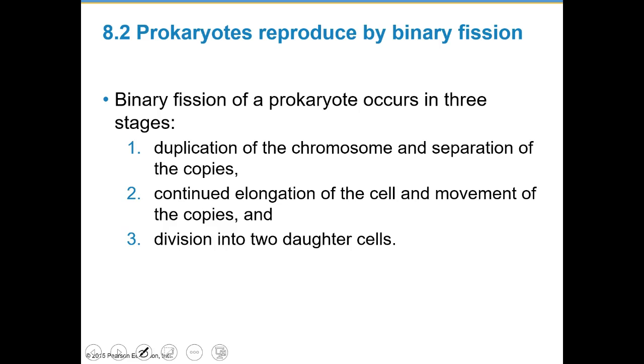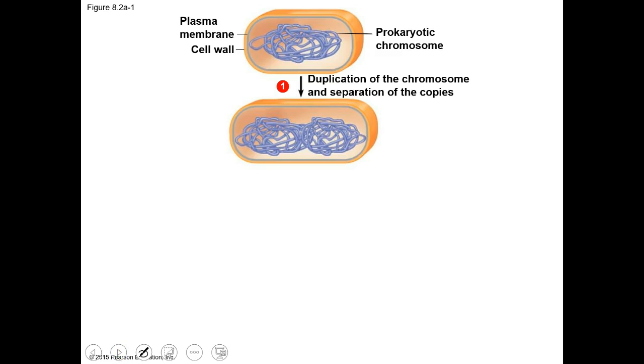All right. Binary fission, back to this one, of a prokaryote occurs in three stages. First, we duplicate the chromosome. So we've got to make two copies of it, two copies of our instructions. Then we have continued elongation, and then we divide in two. So it's not too hard. And when we see it, this is kind of what it looks like.